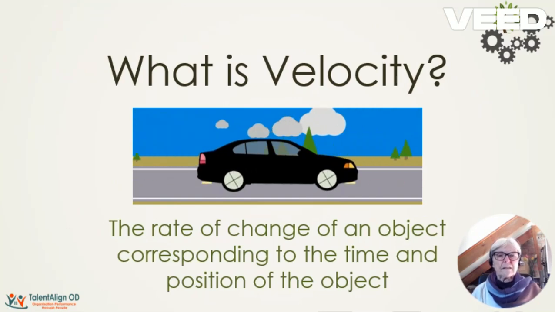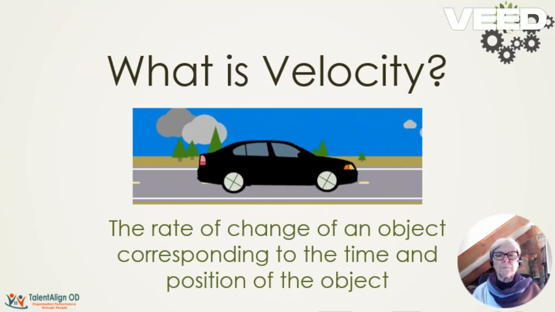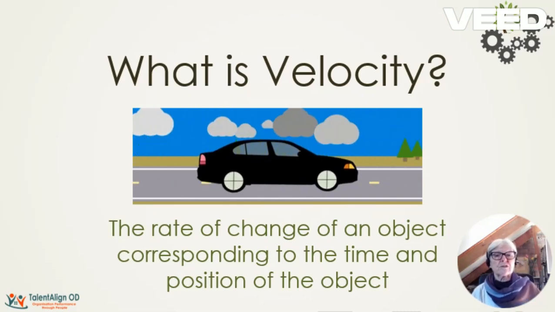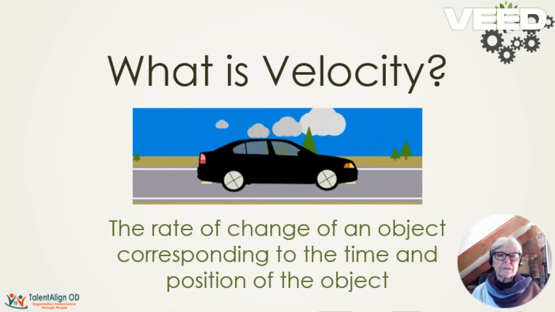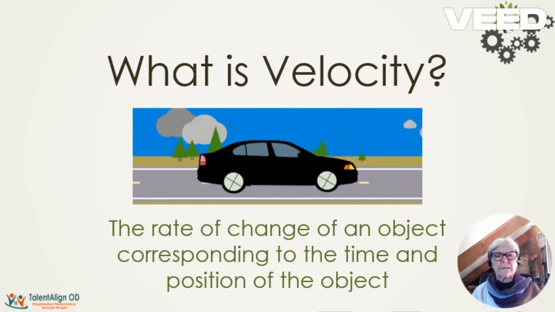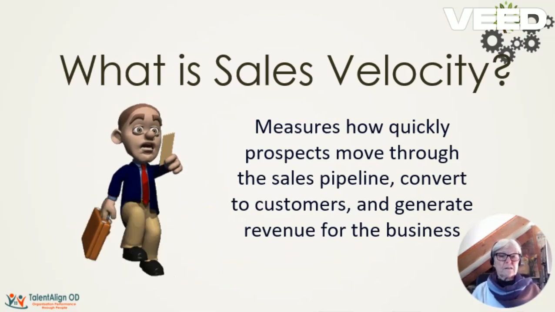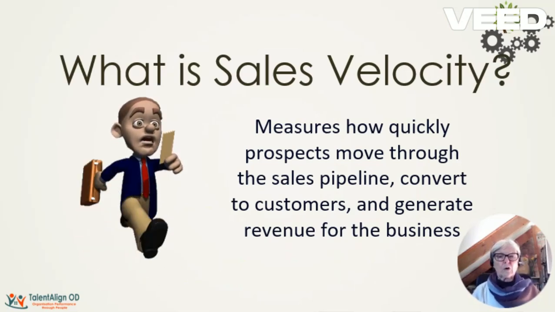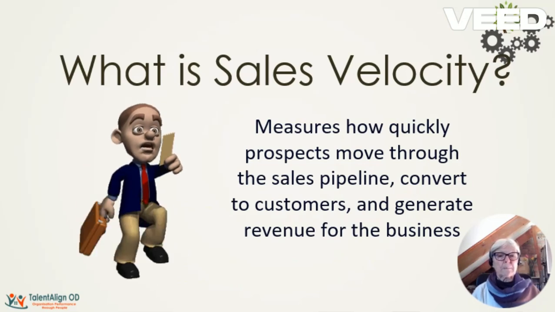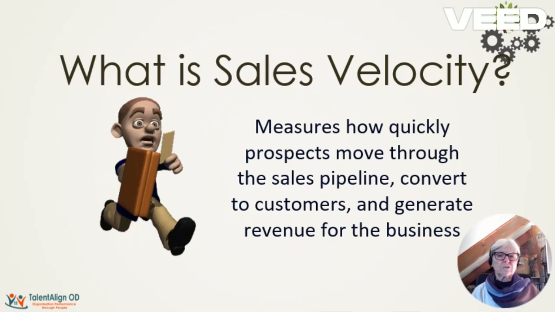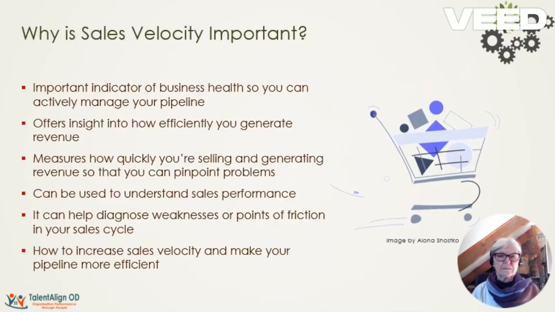What is velocity? Simply, it's the rate of change of an object corresponding to the time and position of that object. In other words, it's the time taken for an object to get from one point to another. What then is sales velocity? Sales velocity measures how quickly prospects move through the sales pipeline, convert to customers, and generate revenue for the business.